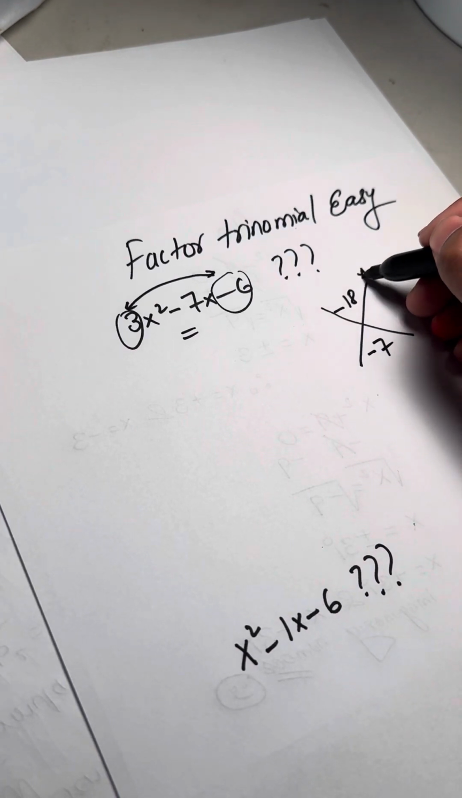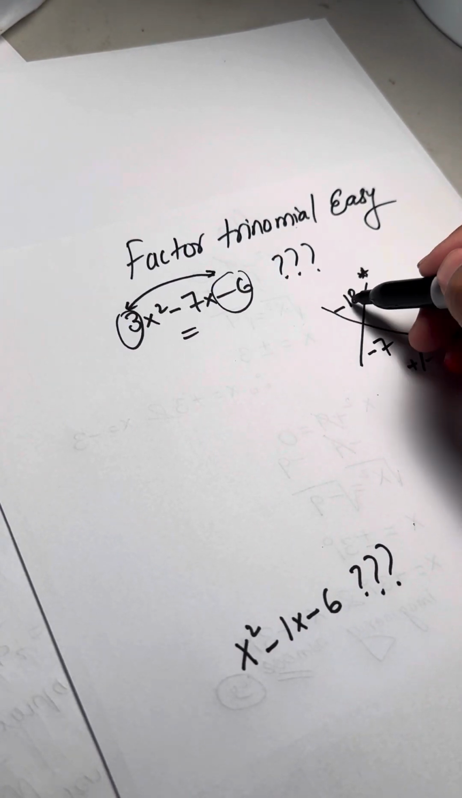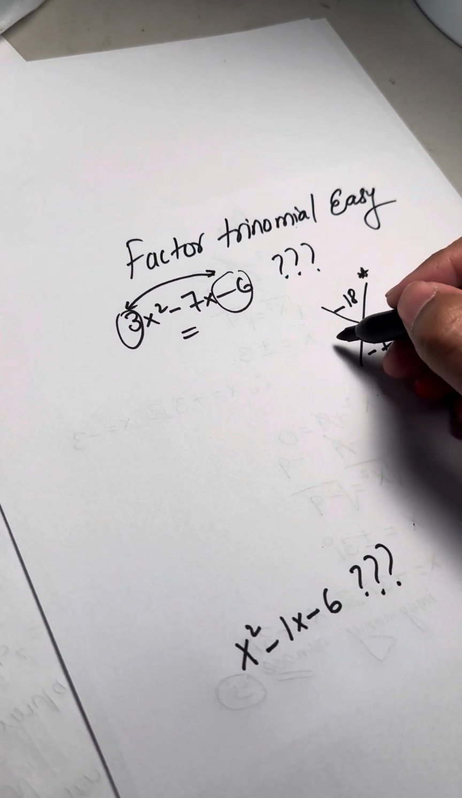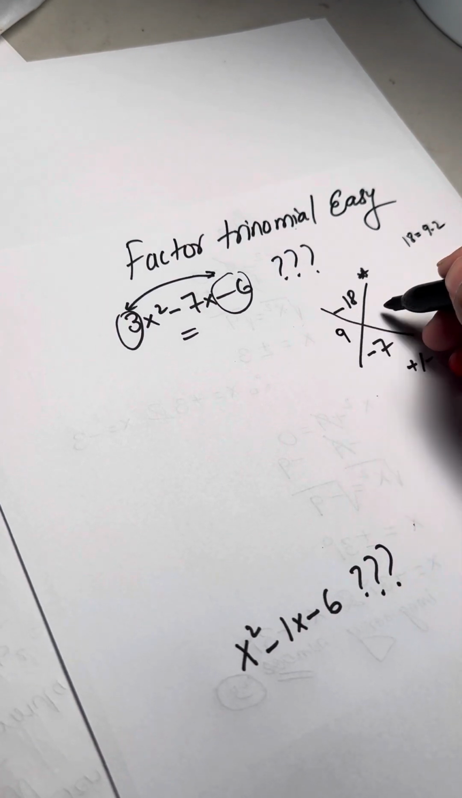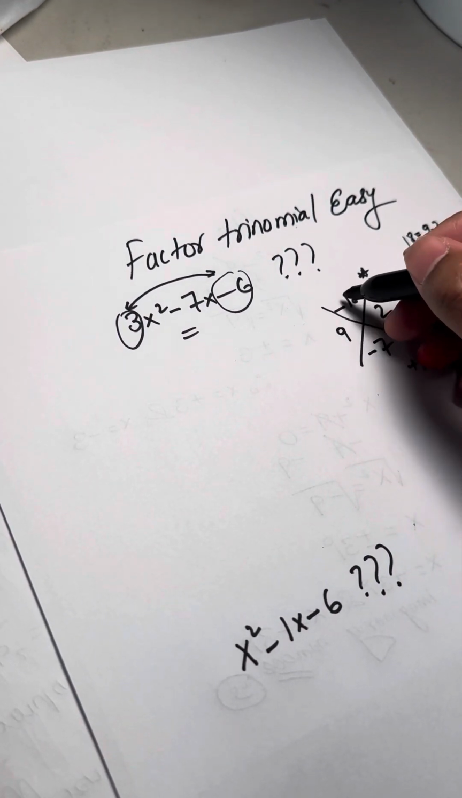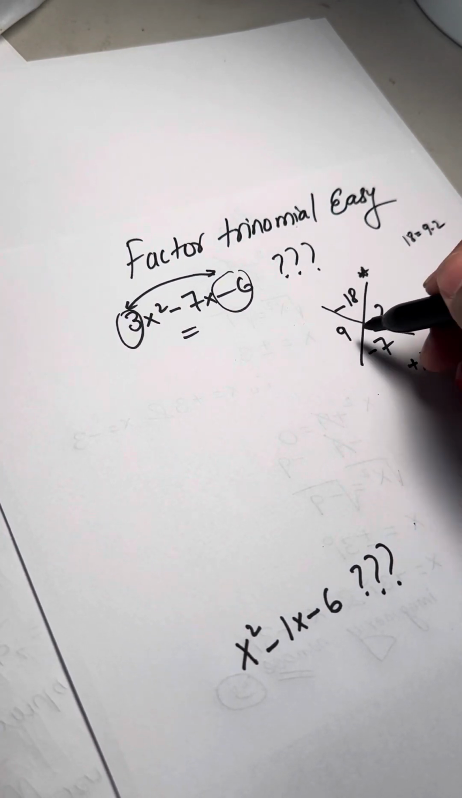Now, all you have to figure out is two numbers. When you multiply them, you're going to get negative 18. And when you add or subtract them, you're going to get negative 7. And obviously, it's 18. The most famous split is 9 times 2. So you're going to do 9 and 2. And then you want to match both conditions. So you want to make negative 18 when you multiply them and negative 7 when you add or subtract them.